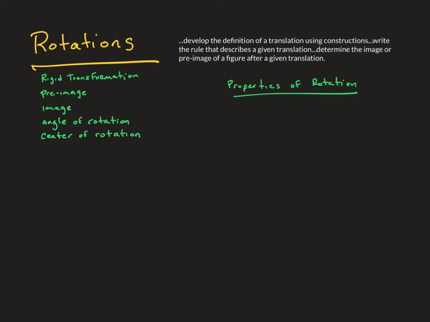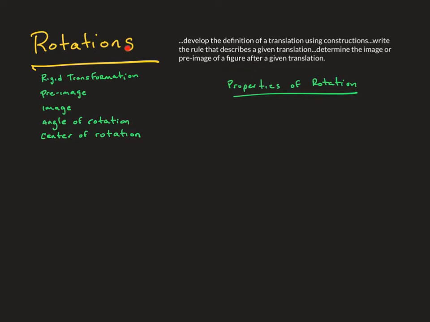As we continue to talk about transformations and rigid transformations, we are going to discuss rotations. And in doing this, we want to develop the definition of a translation using constructions. We want to be able to write the rule that describes the given translation, and determine the image or pre-image of a figure after a given translation.